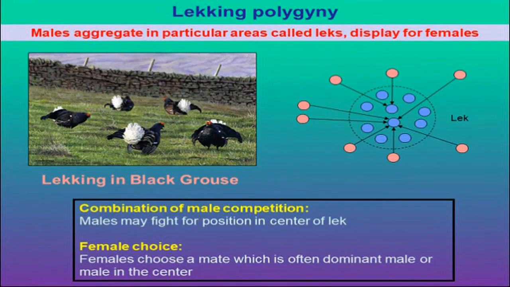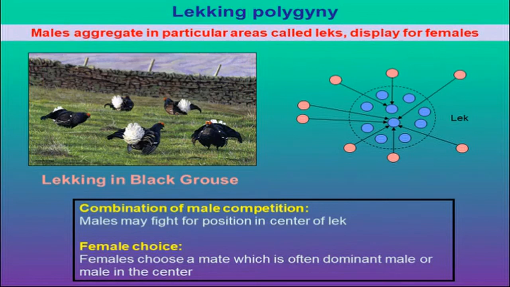Another very important mate selection strategy is lekking polygyny. Lekking is a very specific behavior of some animals where the males aggregate in particular areas called leks and display for females. They fight for females. They fight, display, dance, sometimes they sing, and different performances they use to display. And the females may choose the best one who displays the best behaviors in these leks.